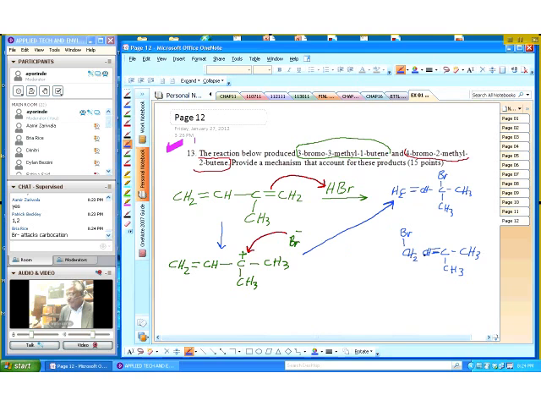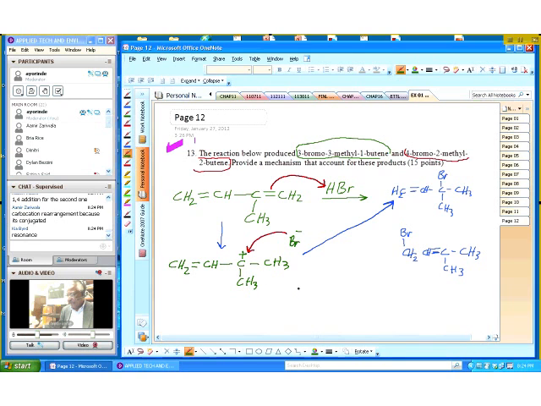Now how do we explain this? This is the 1,4 addition. Carbocation rearrangement because it's conjugated. Excellent, great. Resonance, great. Both of those are correct. So now let us draw the resonance for this.